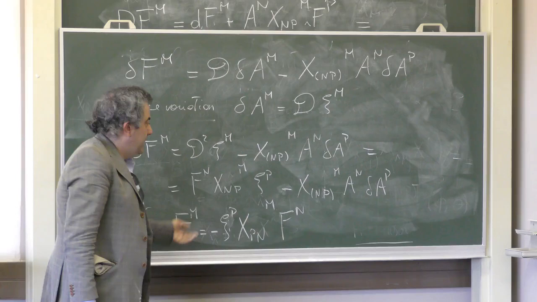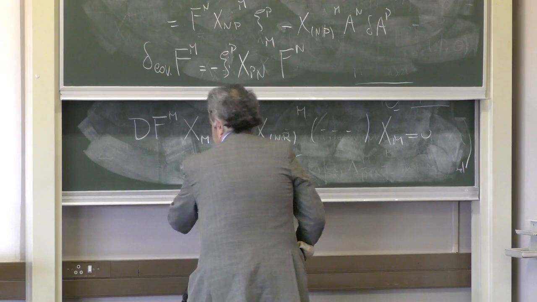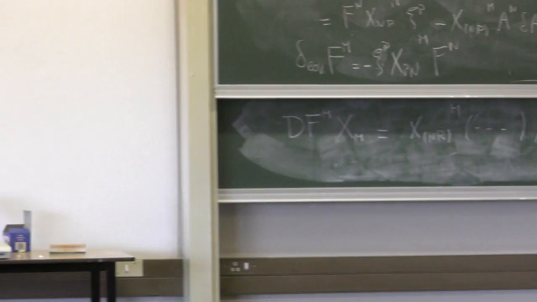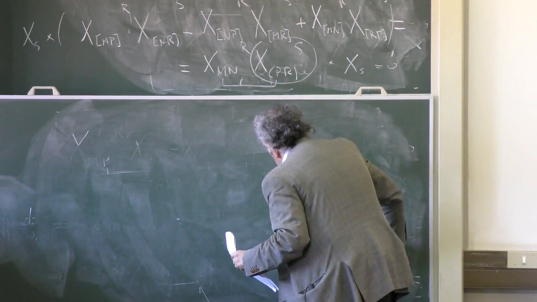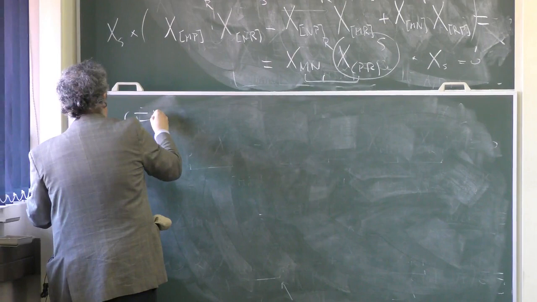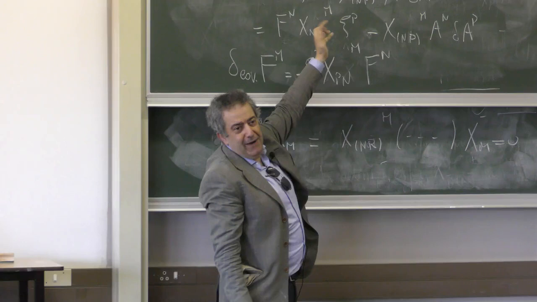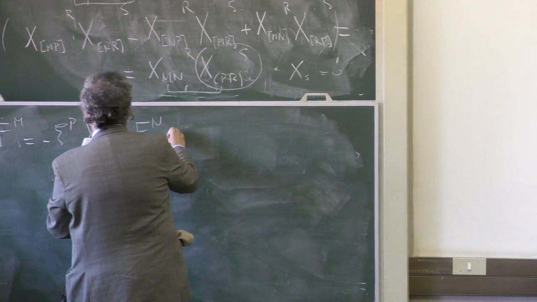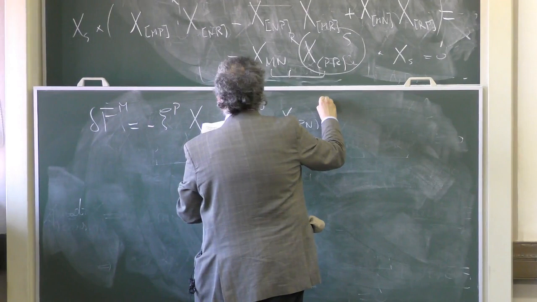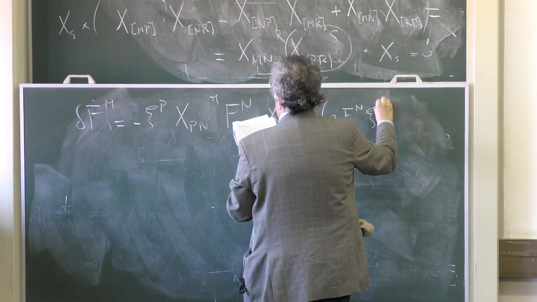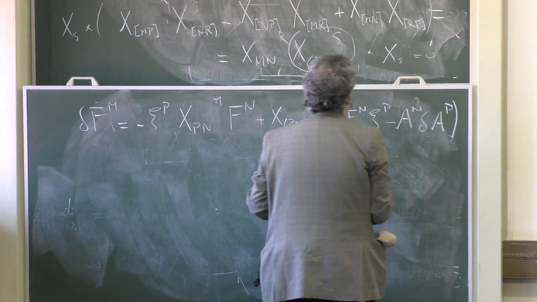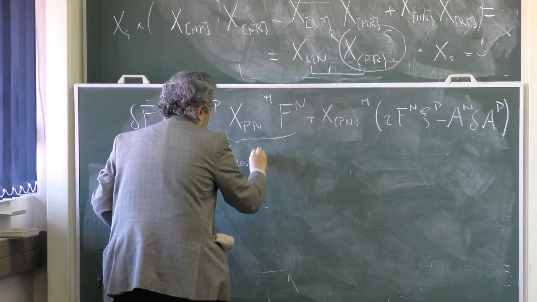So you see, in order to rewrite this in a covariant way, delta F^M is equal to minus Lambda^P X_PN^M F^N. This is the covariant variation, okay? But then I have to add twice the symmetric part, because that's not for free, okay? So I have a term like this, X_(PN)^M times twice F^N Lambda^P minus A^N delta A. Okay. So you see, this is the covariant variation, the one we would like to have of F^M, okay?